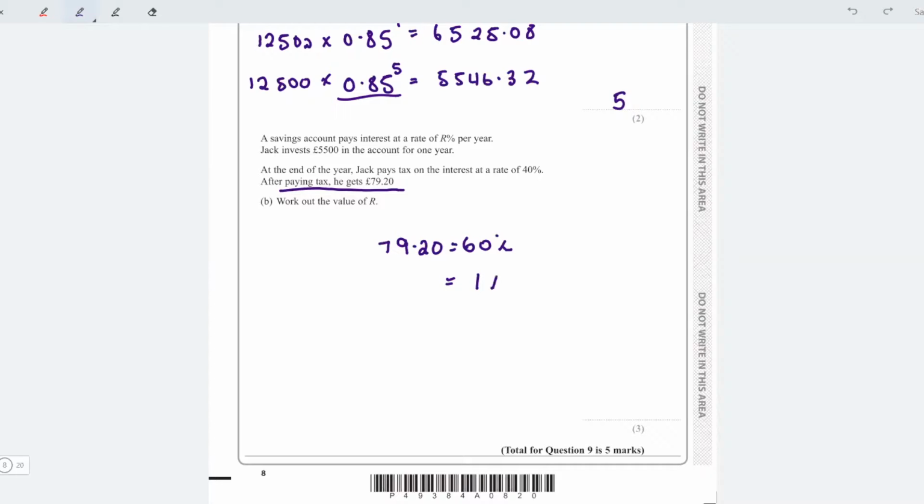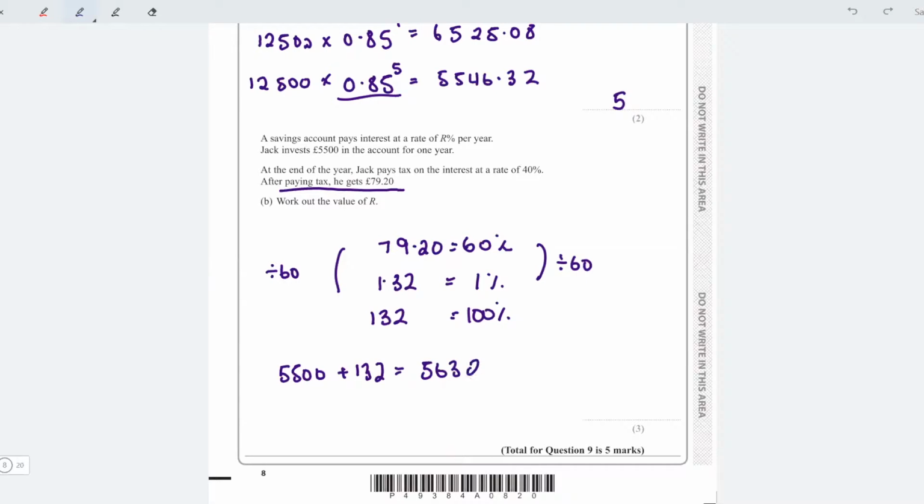Let's work out what 100% would be. So I need to work out 1% first by dividing by 60. That's 1.32. I can work out 100% now by timesing by 100 to get £132. Right, so he invests £5,500 plus the £132 is £5,632.